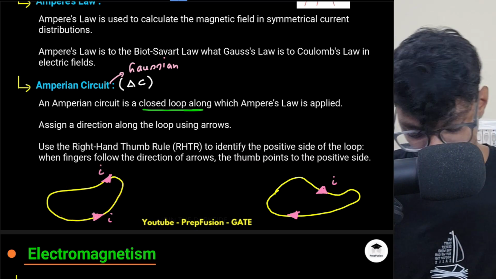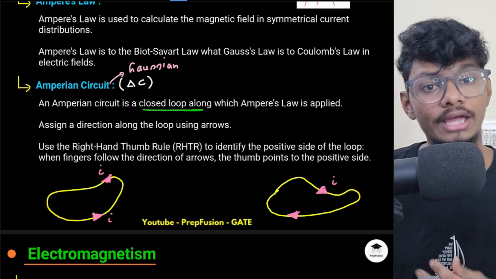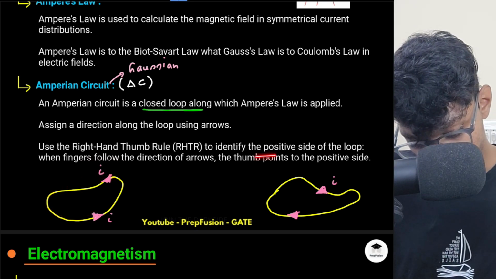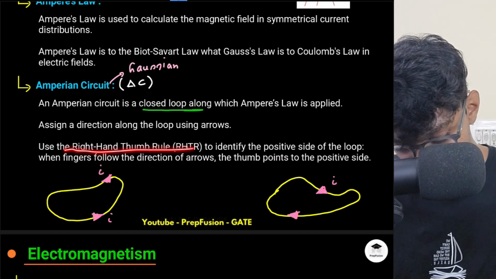I will tell you later on. But first, let's assume this is the direction of the current and this is the loop that I have chosen. So can you tell me what is the positive side of the loop and what is the negative side of the loop? Again, you will use the right hand thumb rule.